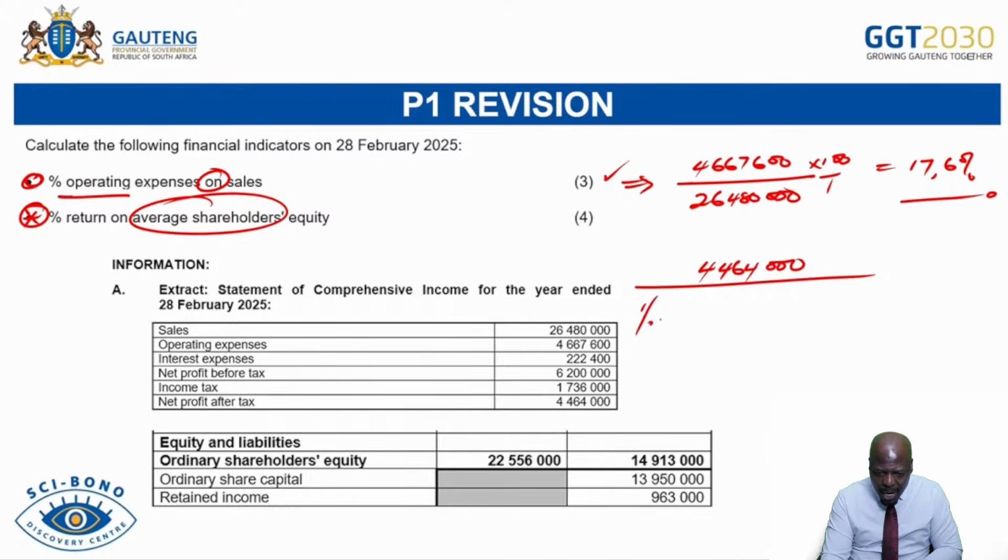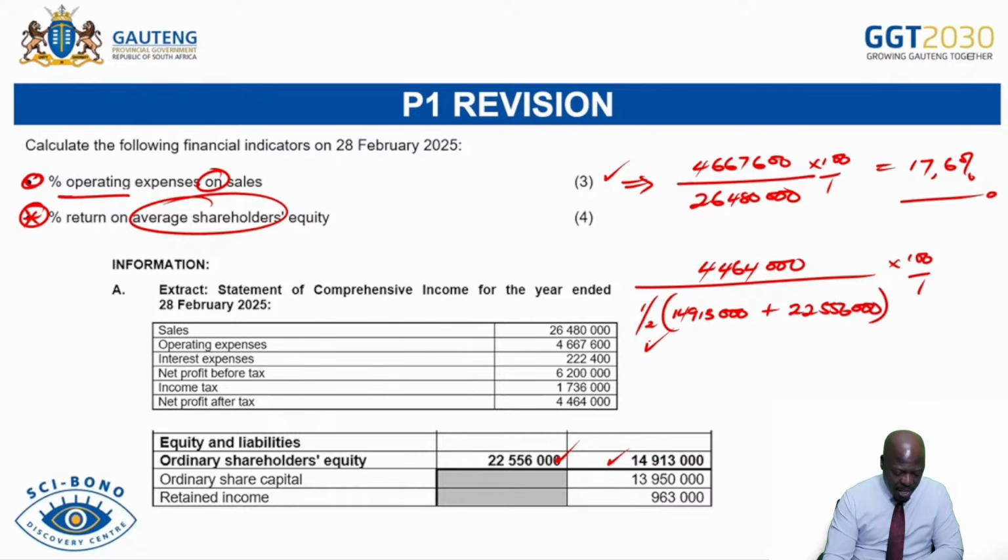So average shareholders' equity, I'm going to say my beginning shareholders' equity. It is my 14,913,000. And then I'm going to add my shareholders' equity in this year now, the ending one, which is my 22,556,000. And then we multiply everything by 100. This is very key. You have to average it. And then the answer here is going to become 23.8%. That is what you end up with.